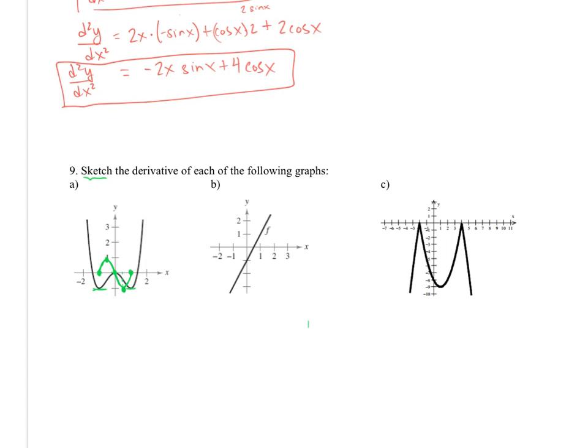So right at this point, notice here's my horizontal tangent. I'm at 0, and then it goes above the axes because now we've got positive slopes. Here's my horizontal tangent right in here. This is a horizontal tangent. It's at 0, and then the slopes turn to be negative, so I need to be below the axes. So this is the graph of the derivative of part A.